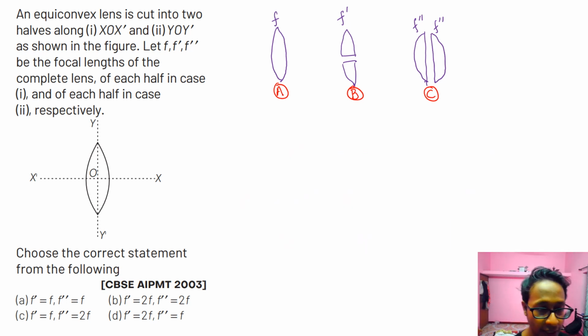So from the previous slide, we got f double dash is equal to 2f. So this option could be correct, and this option is wrong.